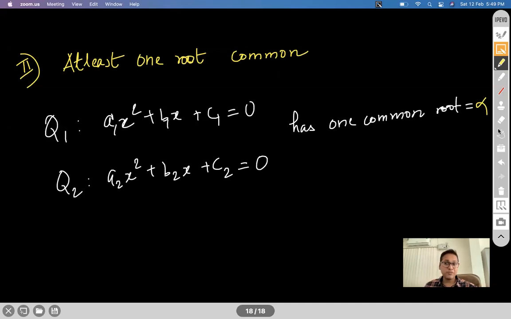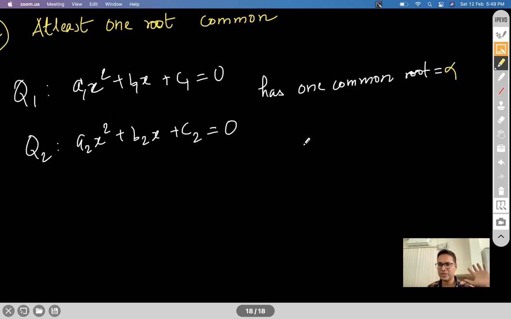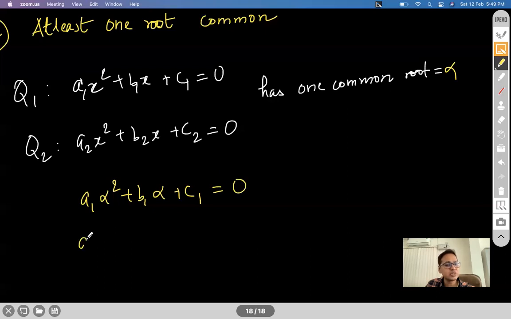Now, what we are trying to do is find out the condition. So that is our main purpose. Our main agenda is to find the condition that must be satisfied if these two quadratic equations have at least one root common. Okay. So let's say I call that root, which is common, alpha. One of them is sufficient. So that means alpha should satisfy both the equations. That means alpha should satisfy this also. Alpha should satisfy this also. Correct.